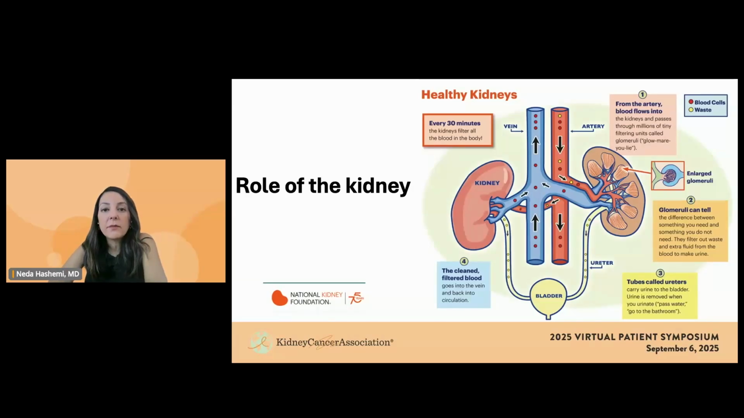From the artery, blood flows into the kidney, and it goes through all these small units in the kidney that are called glomeruli. And glomeruli can tell waste from things that our body needs. So what the glomeruli do is basically filter our blood. And the good part will go through the vein back to the body to go to the different organs that need it. And the waste material will go through the ureter into the bladder and will make urine.